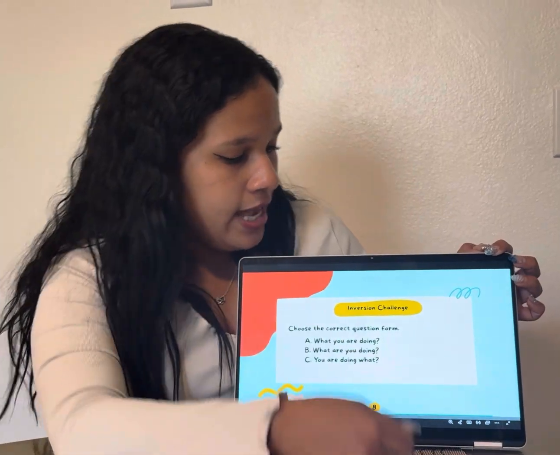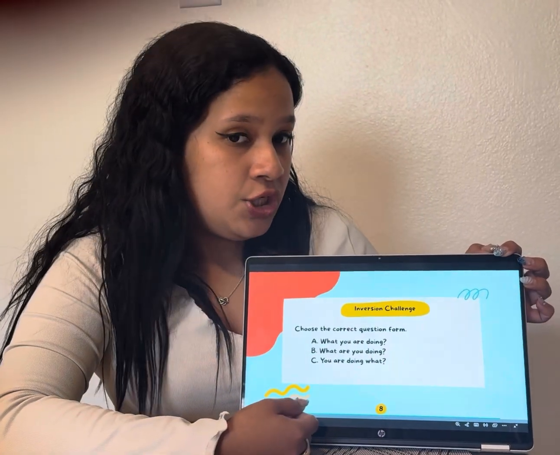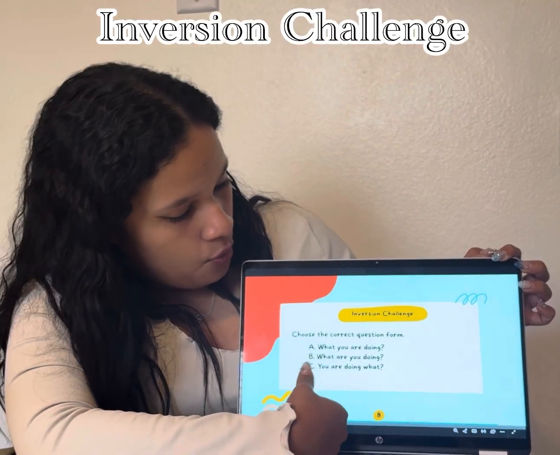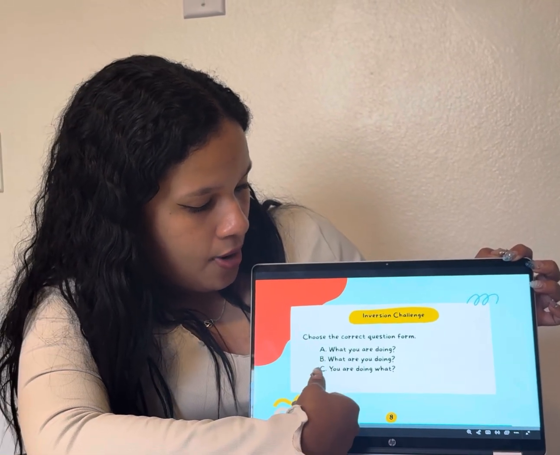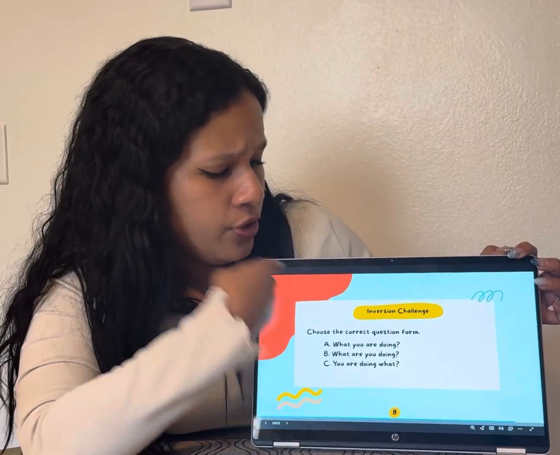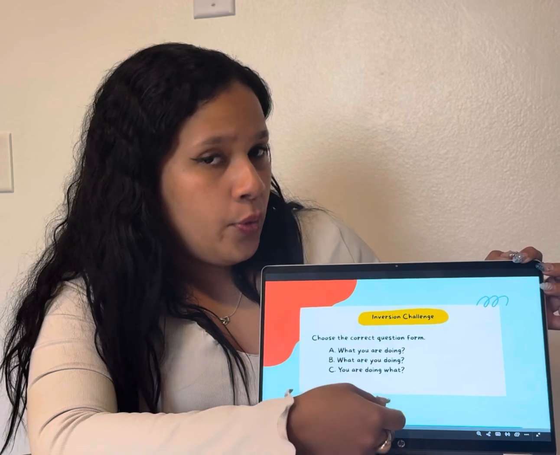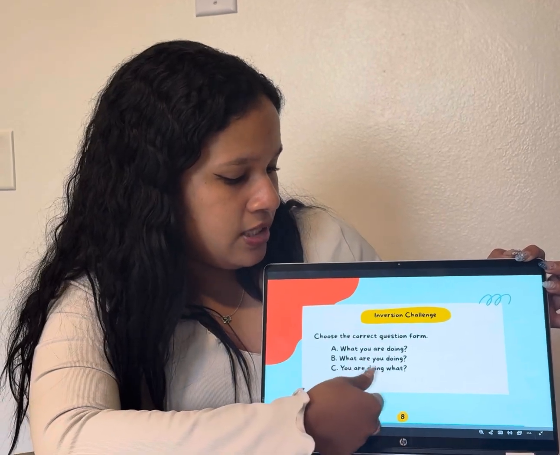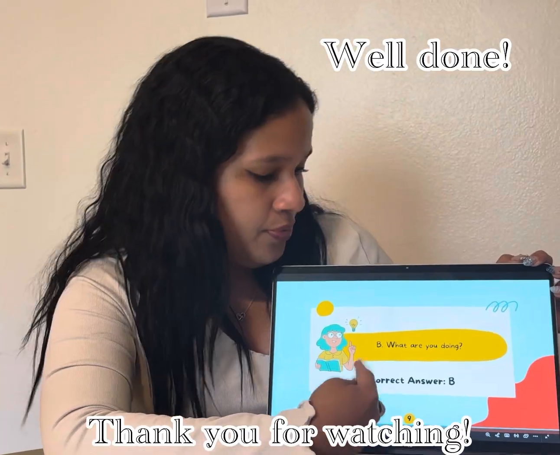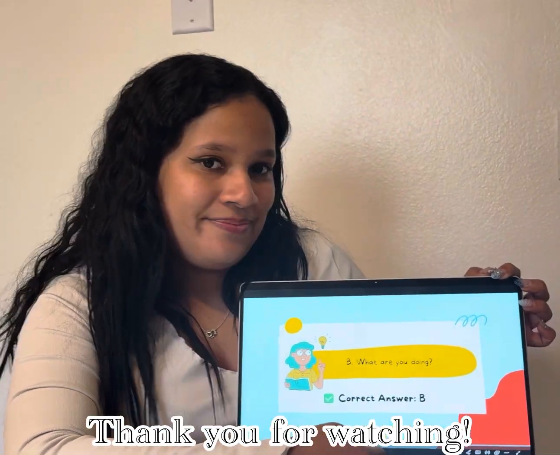And let's go to the next exercise, that is the inversion challenge that we have right here. And we're going to see the options that we have: what you are doing, what are you doing, and you are doing what. What do you think is the right answer? Like we said before, the first thing that comes is the verb and then the noun. So the right answer is going to be the letter B. What are you doing?